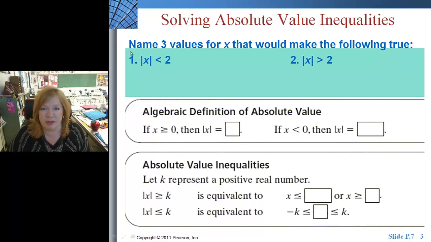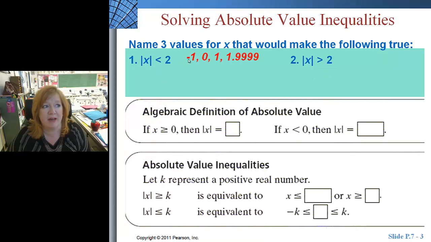The first thing I want you to do is name 3 values of x that would make the following inequalities true. Absolute value of x is less than 2 and absolute value of x is greater than 2. Pause the video here, write down your responses because it's going to be key to how you understand these absolute values, and then we'll be right back. Okay, so hopefully you've had time to write down your answers.